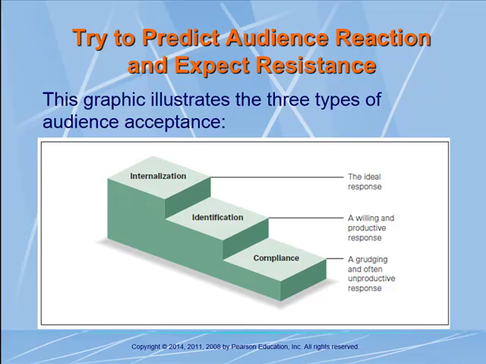Identification is when you've convinced them. So it's a willing response and it's a productive response. But the ideal is internalization. And internalization, we're going to look at this when we look at the next slide as well. Internalization is when they have made your request their own. In other words, they are on board with you. They understand exactly why it has to be done, and they're doing it now because they see the value of it. Not because you've convinced them they should do it, but because it's as important to them as it is to you.